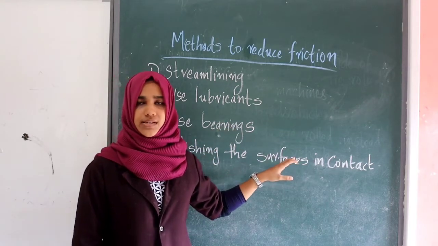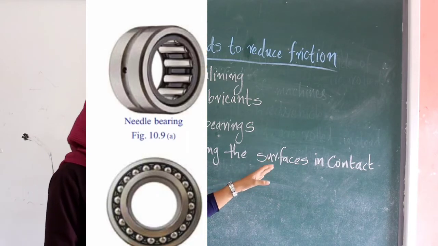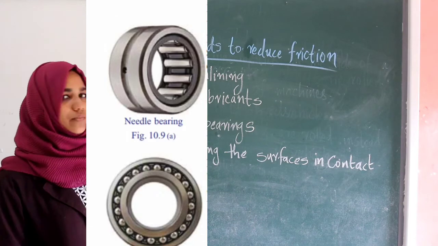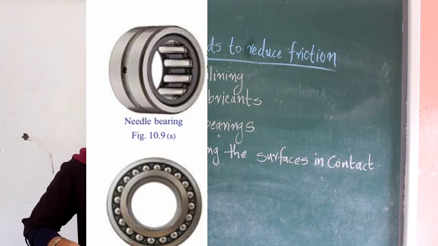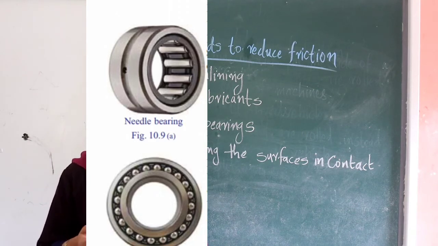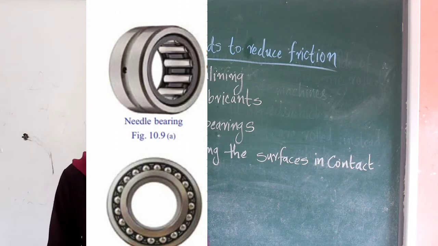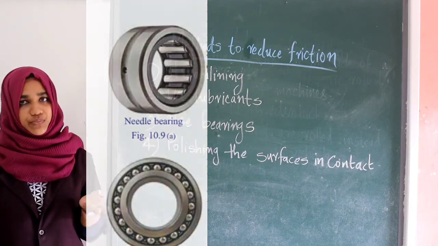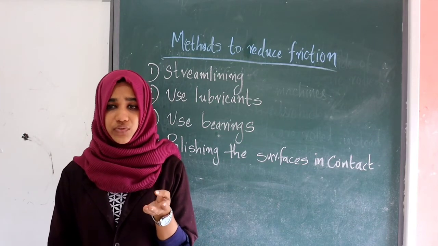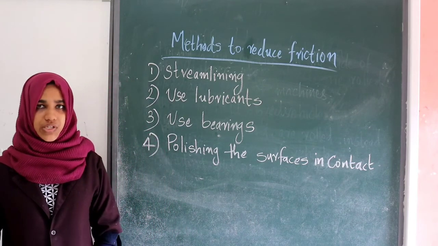Here you can see some pictures related to bearings. Did you see this picture earlier? What is the purpose or need of bearings? Bearings are used to reduce friction between the surfaces of contact of moving parts of machines.